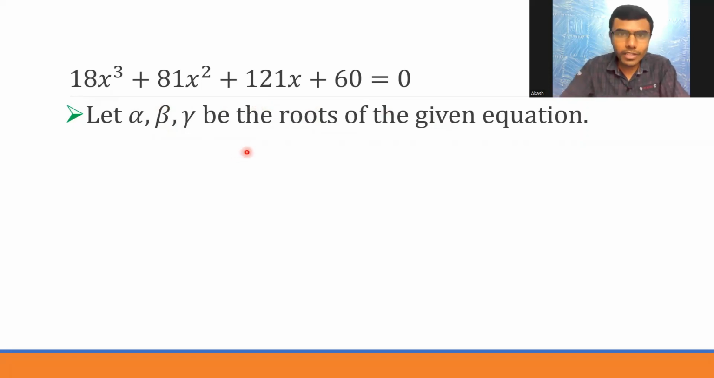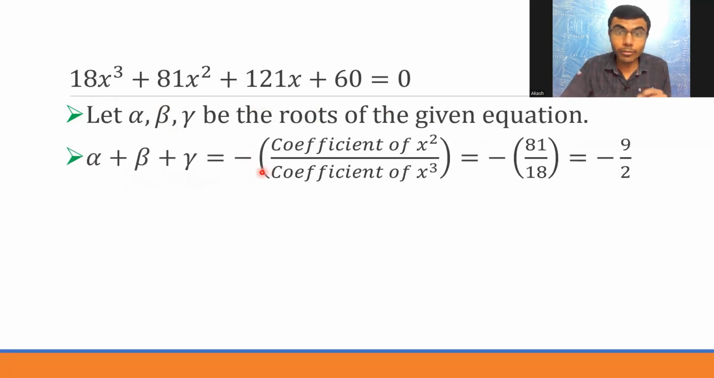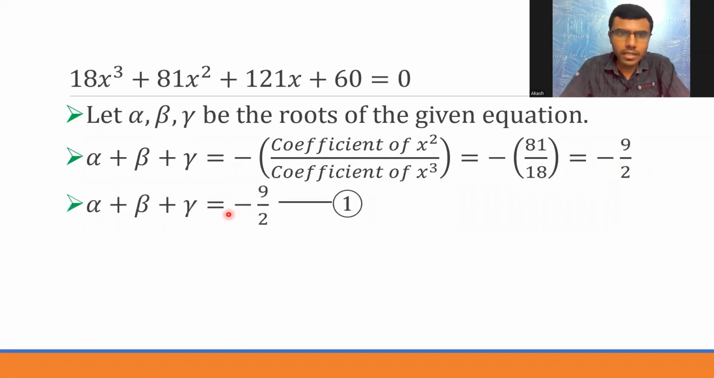Okay. Now what is the sum of the roots? Alpha plus beta plus gamma is nothing but minus coefficient of x square by coefficient of x cube. What is the coefficient of x square here? Beside x square, what is there? 81. So that's why I wrote 81 here. And what is the coefficient of x cube? It's 18. So that's why I have 18 here. And 9 twos are 18, 9 nines are 81. So I'll get minus 9 by 2. So alpha plus beta plus gamma is minus 9 by 2. This I'm marking as my equation 1.